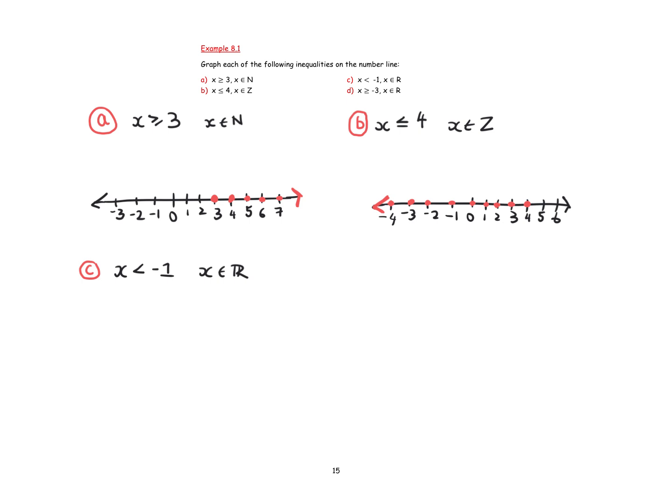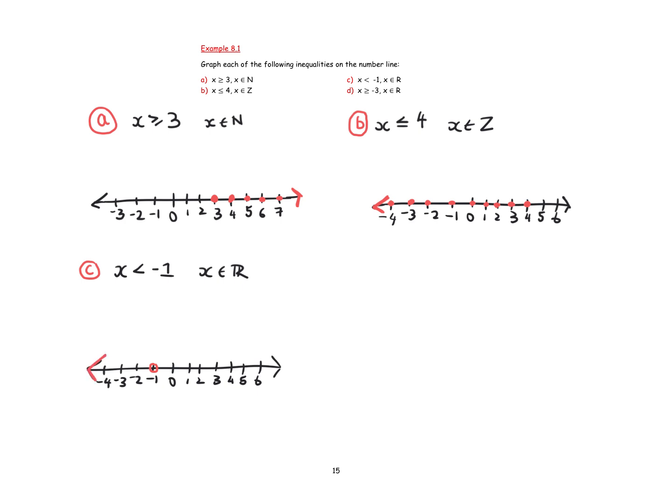Part C, we have x less than 1 and x is an element of the real numbers. Again, for here, I'm just going to start by drawing my number line. And in this particular one, we have x less than minus 1. Now, as this is less than minus 1, and it's not less than or equal to minus 1, we put a hollow circle around the minus 1, because it can include everything up to minus 1, but just not minus 1 itself. This is x is an element of the real numbers, and the real numbers can be any number.